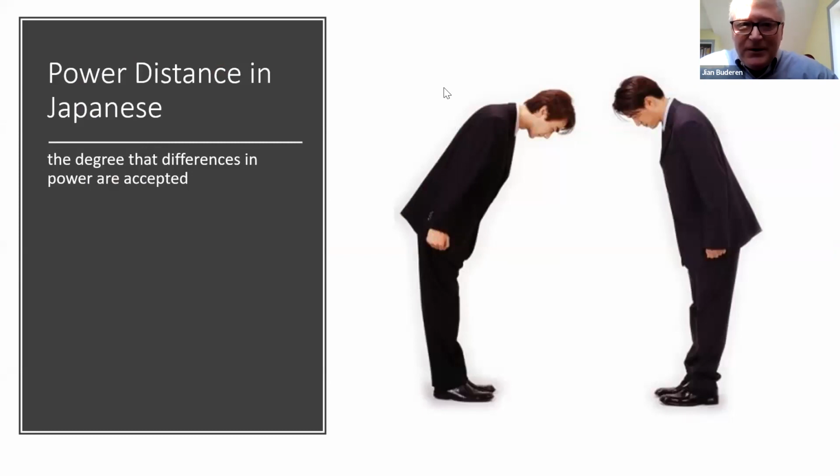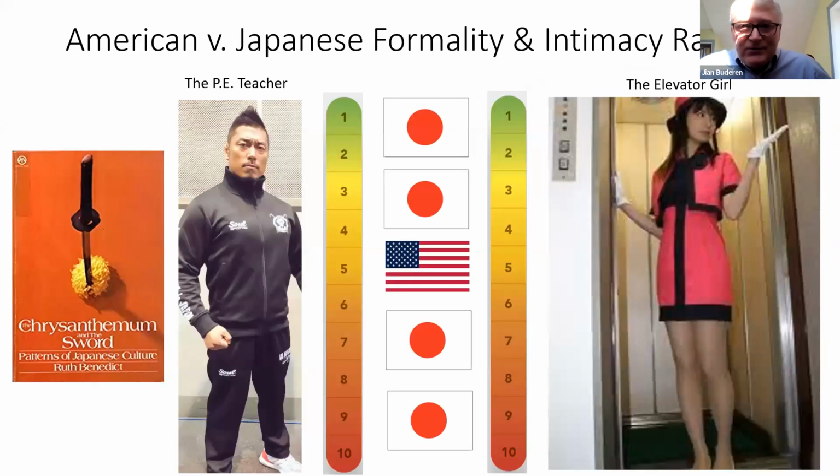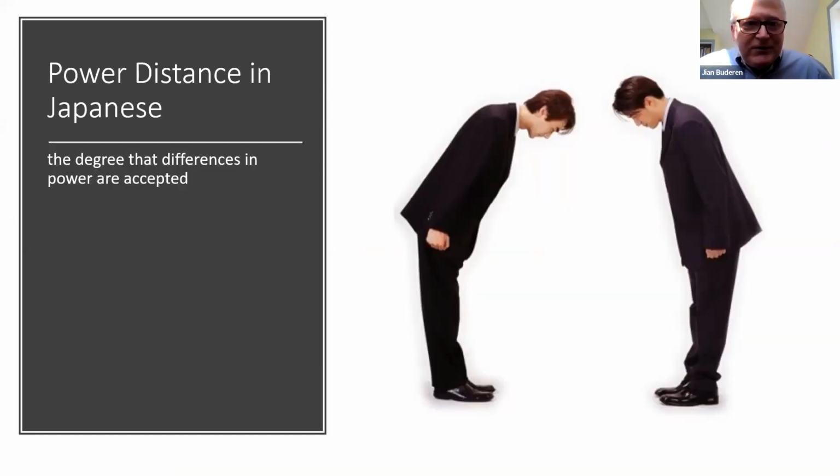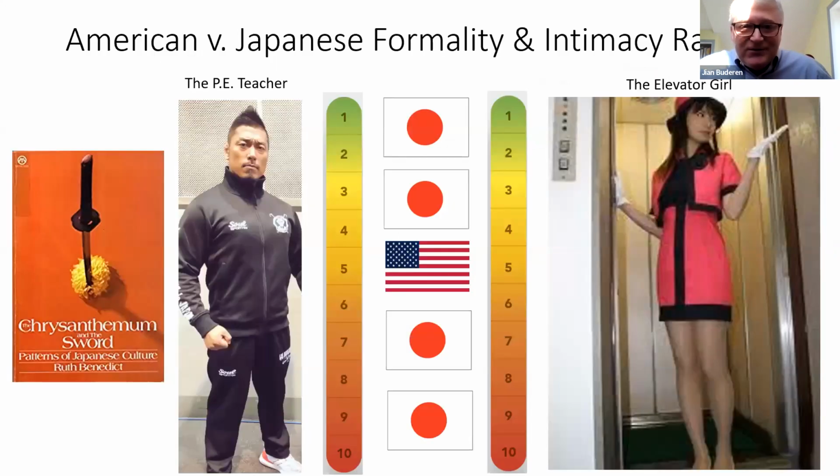Okay. Let's talk about power distance. This is one of Geert Hofstede's original values, or cultural value differences. So power distance is the degree that differences in power are accepted. With that in mind, these are the two extremes of Japanese society. There is the phys ed teacher, and there is the elevator girl. Okay, and these are basically direct translations. In Japanese it is erebeta gaaru, right, from English, and the taekwondo sensei, the PE teacher.